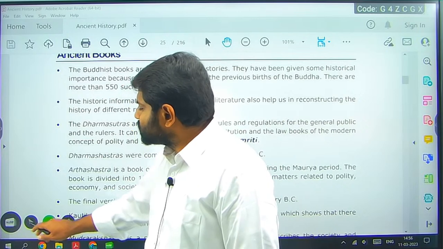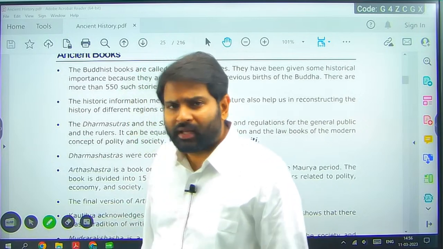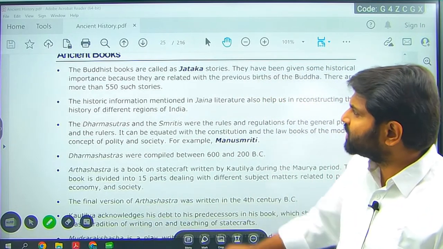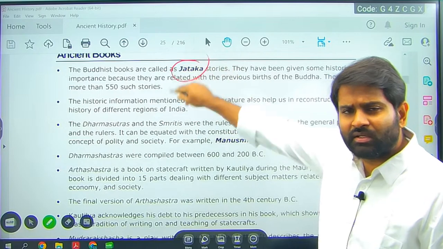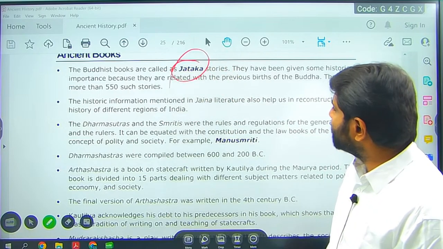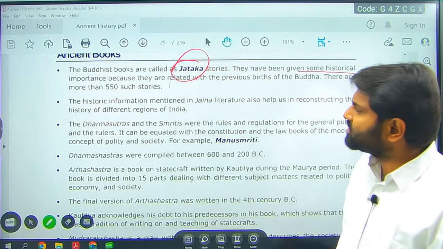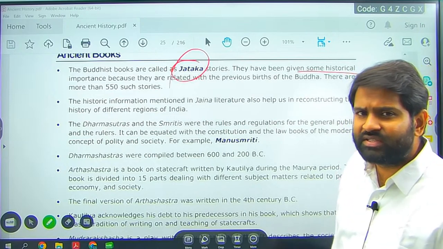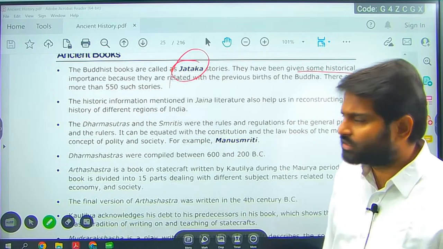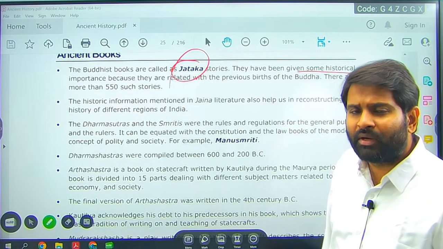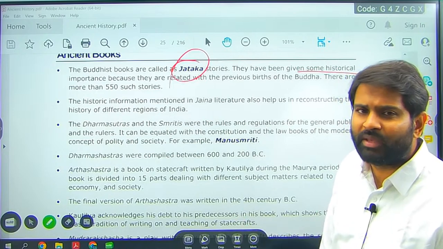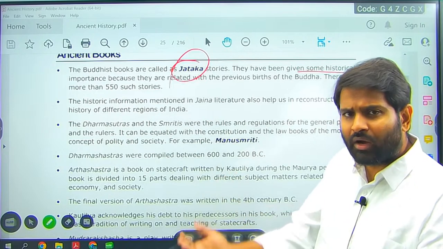And as I said, most of the inscriptions of Ashoka are also in Pali, as you know that Ashoka is a Buddhist. The ancient Buddhist books are called Jataka stories, right? They have some historical importance because they are related to the previous births of the Buddha. There are more than 550 such stories, Jataka tales. Whenever you go to Amravati or Sanchi, any stupas, you can see all these tales mentioned on the pillars around, right?